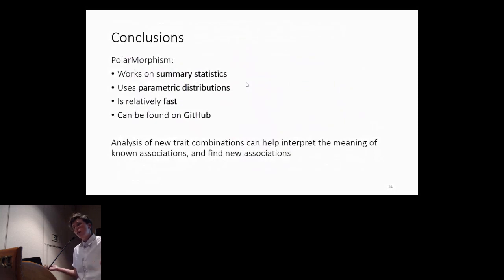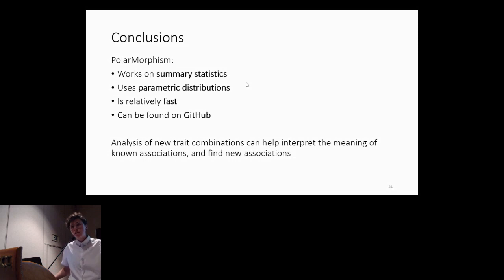And now I hope that I've managed to share some of my enthusiasm for this method. So PolarMorphism is a relatively efficient method to identify pleiotropic SNPs, which works on a theoretically infinite number of dimensions. Of course, your computer might disagree, but it does work on GWAS summary statistics, which is nice because they are not privacy-sensitive data anymore. And it uses parametric distributions. So there's no need to simulate null distributions, and this is one of the reasons that it's relatively fast.